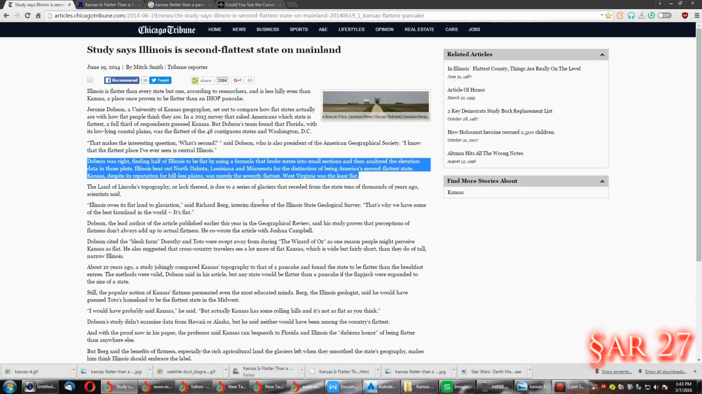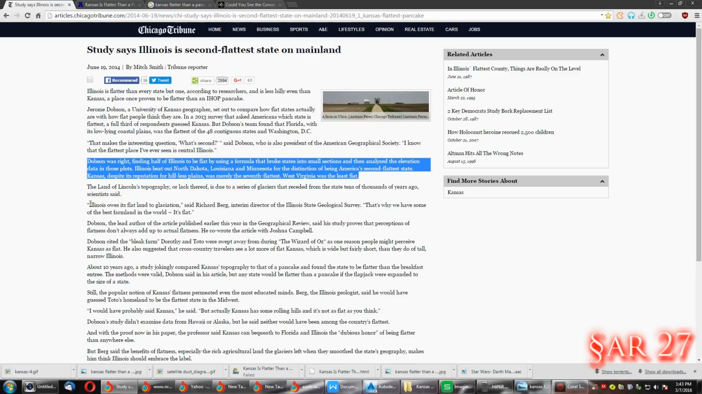Now again, how can we have flat on a ball? Now here it is. Dobson was right, finding half of the Illinois to be flat by using a formula that broke states into small sections and then analyzed the elevation data in those plots. Illinois beat out North Dakota, Louisiana, and Minnesota for the distinction of being America's second flattest state. Kansas, despite its reputation for hill-less plains, was merely the 7th flattest. West Virginia was the least flat.